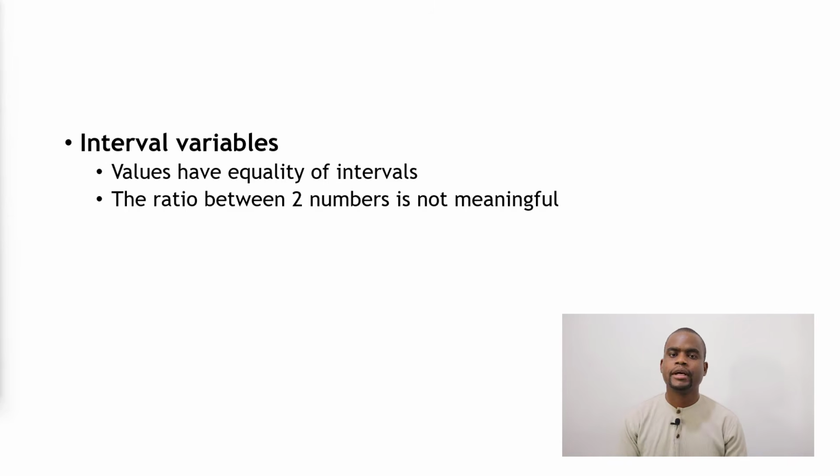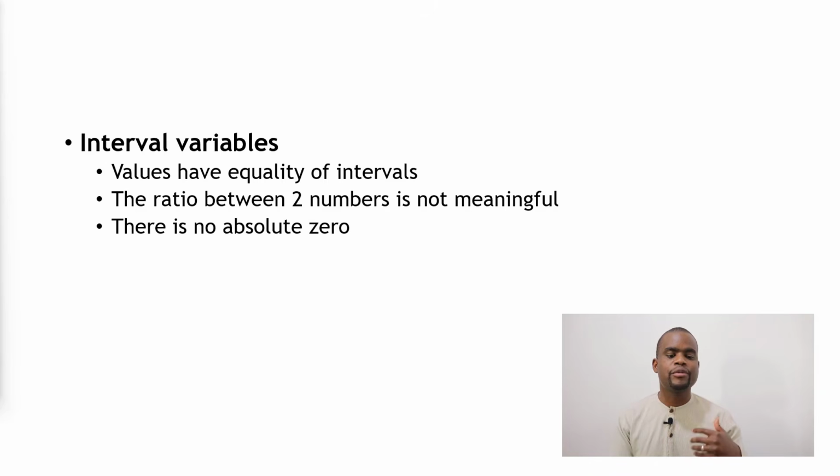What does that mean? Let's take an example of temperature. If you're measuring temperature in degrees Celsius, and you say that today is 20 degrees and 2 days later it's 40 degrees, you cannot necessarily say that it's twice the temperature that it was 2 days prior. So 40 degrees is not twice the temperature of 20 degrees. This is also very connected to something we call the absolute zero. The thing about a variable like temperature is that you don't have an absolute zero.